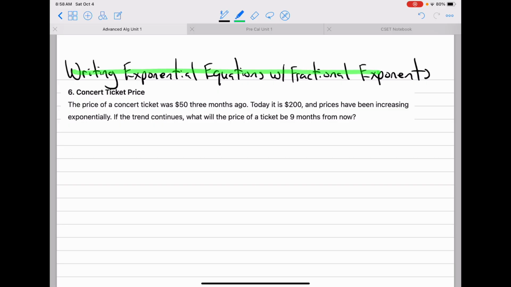Talking about writing exponential equations with fractional exponents. We're going to get this one done. All right, so I figured the best way to do this is just to do practice. So we're going to do 3 practice ones so you all will be ready for class. So write this problem down.